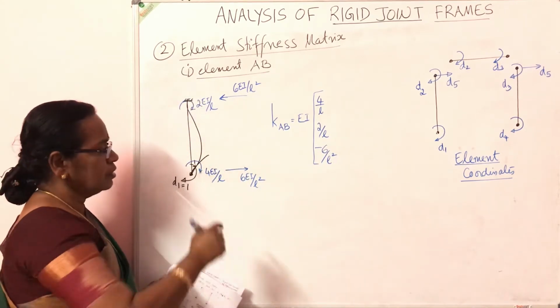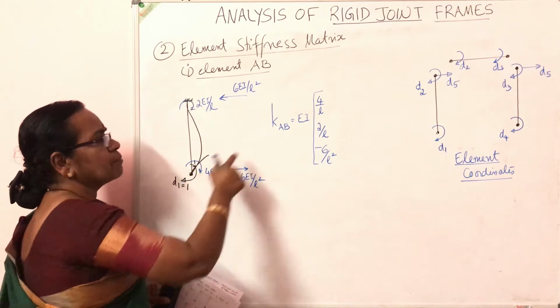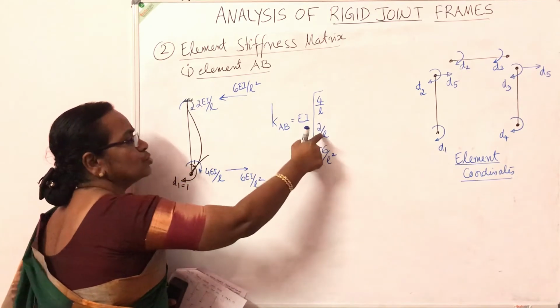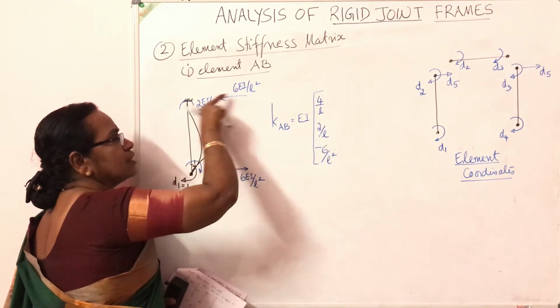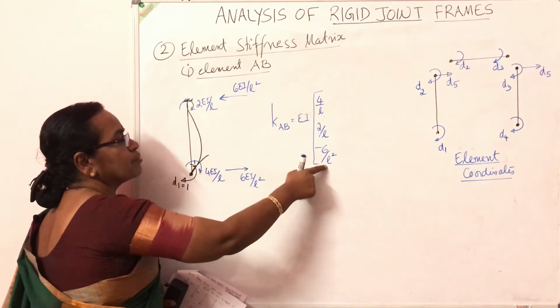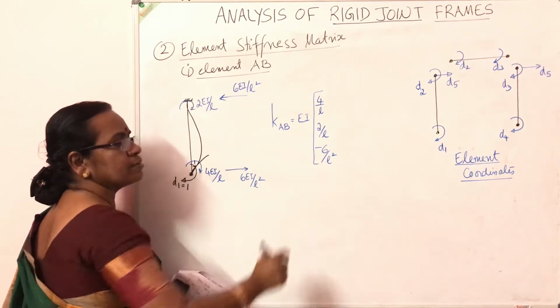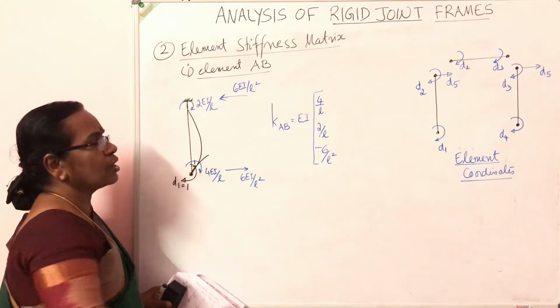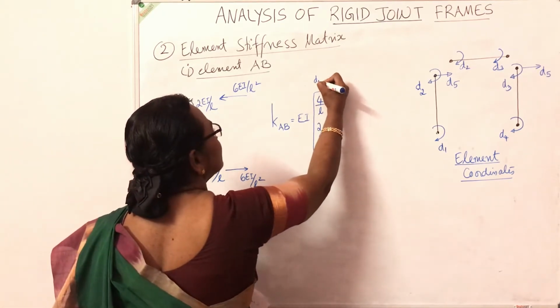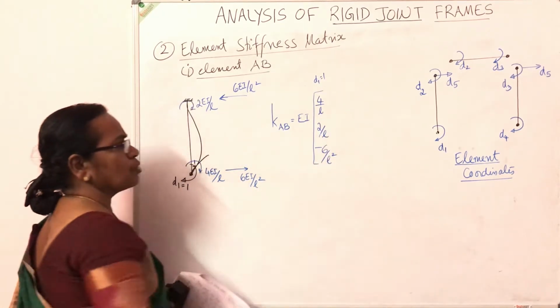I'll repeat once again. The force in direction 1, 4EI by L. Force in direction 2, 2EI by L. Force in direction 5 is 6EI by L square, so opposite to the direction 5, so minus 6 by L square. That is the first column. By applying d1 equals 1, what are the values? That will be in the first column.